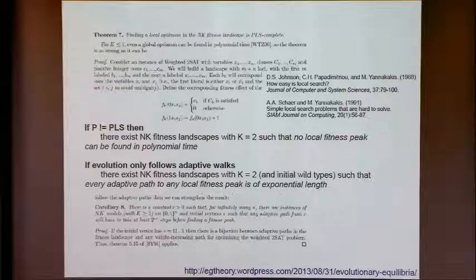If you allow me reciprocal sign epistasis like the NK model does, then I showed that it's hard. So instead, let's say you allow me only sign epistasis on a single gene. It won't ever be on a pair of them.